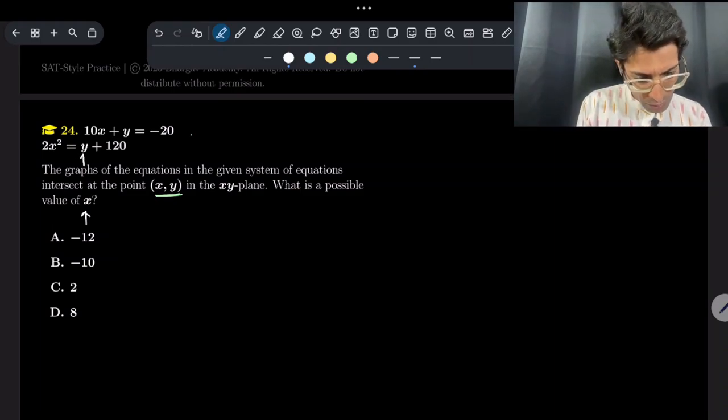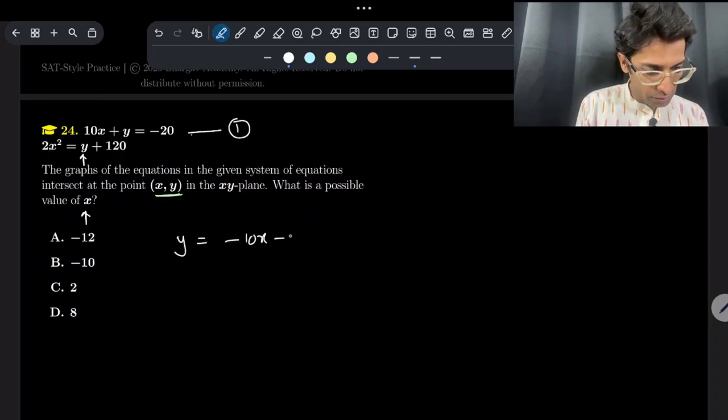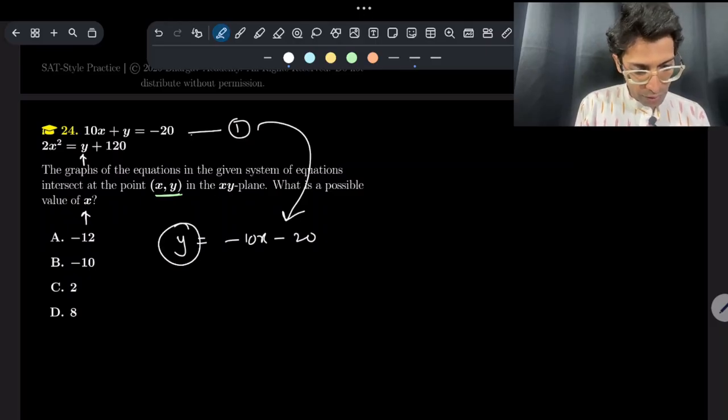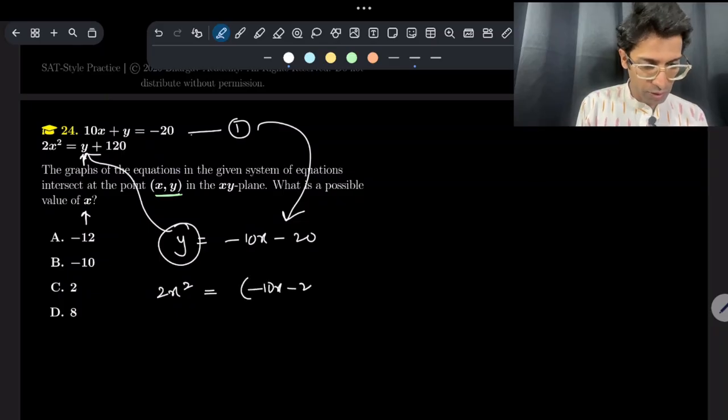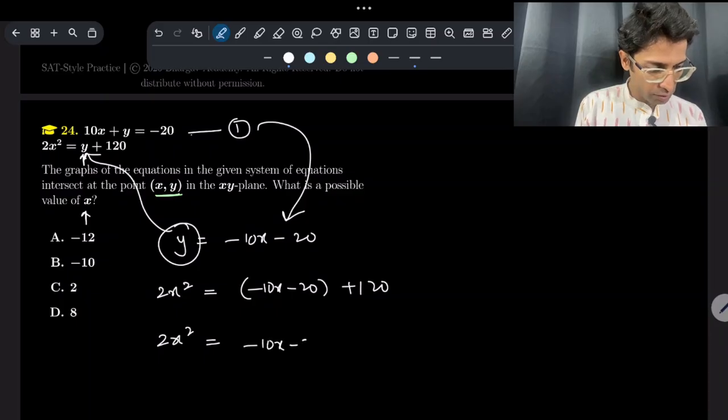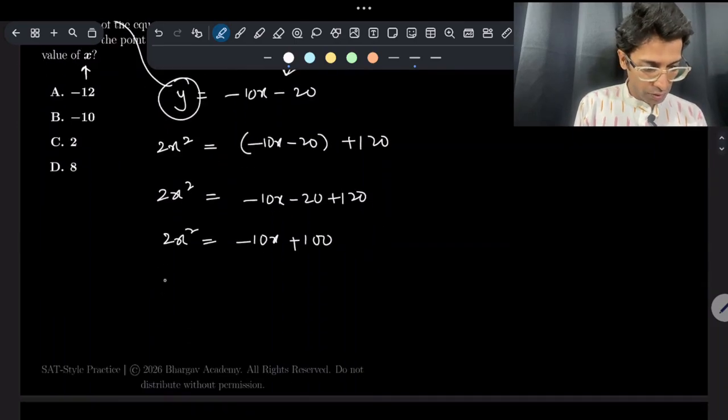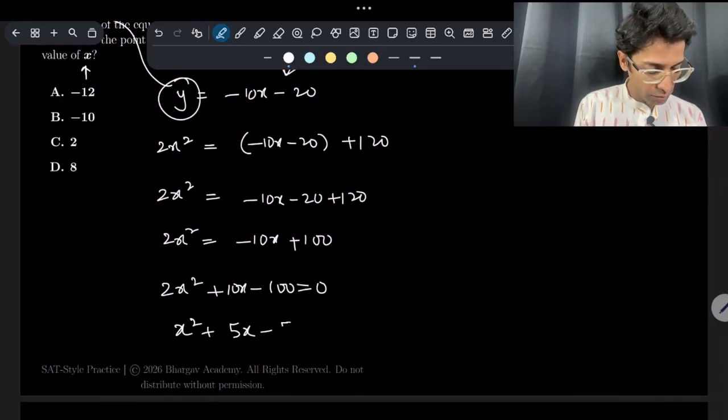So here I am seeing a y here. From equation 1, I'll try to find the value of y, which comes out to be minus 10x minus 20. And now I'll substitute the value of y in this equation. So that comes out to be 2x² equal to minus 10x minus 20 plus 120. So 2x² is equal to minus 10x plus 100. 2x² plus 10x minus 100 gives me 0. From here I can reduce this equation to this.